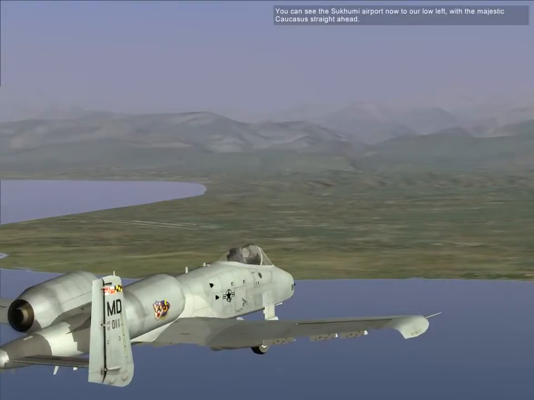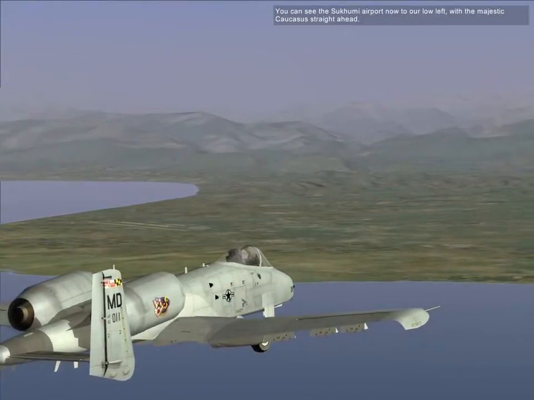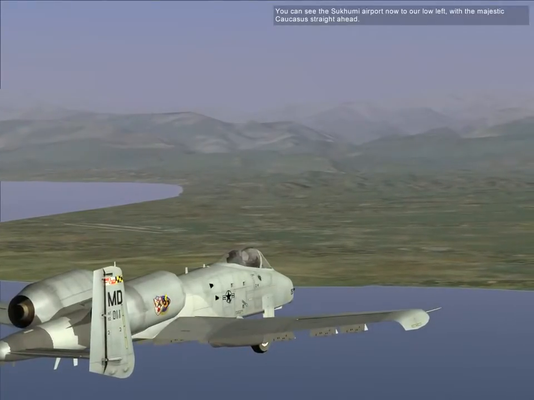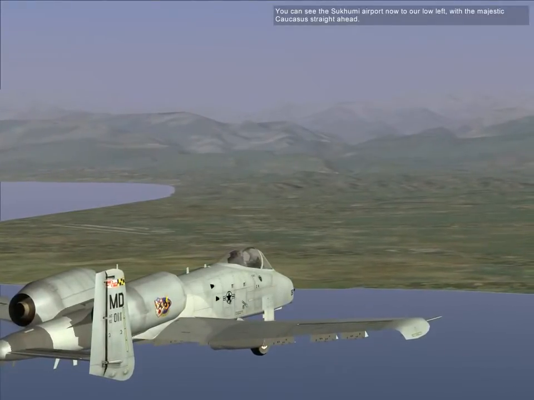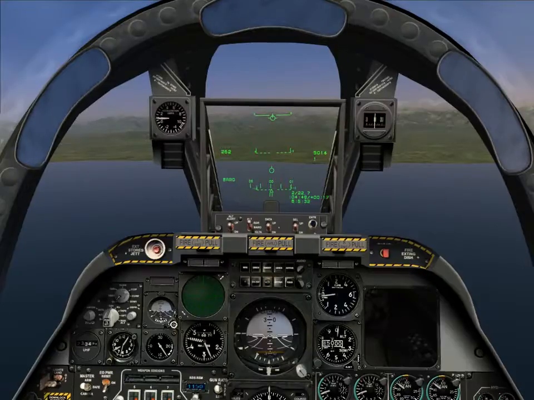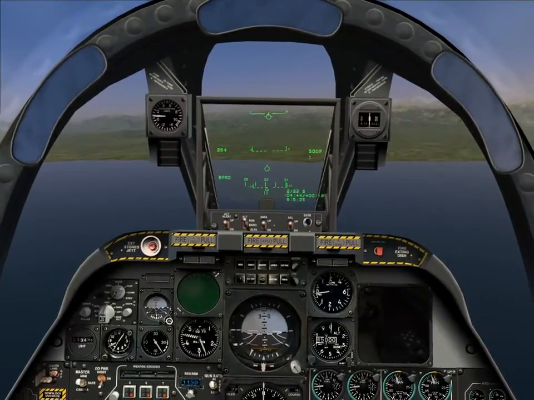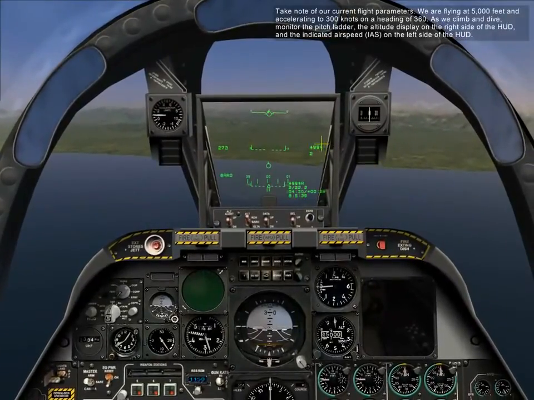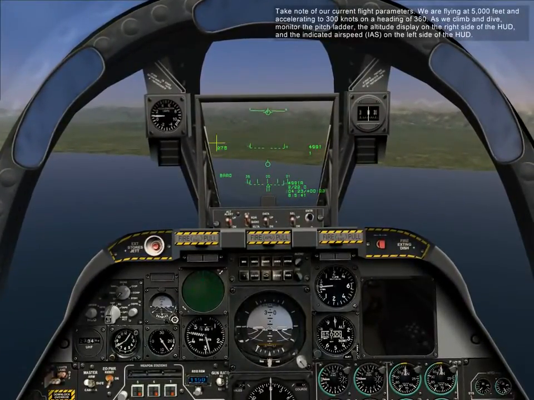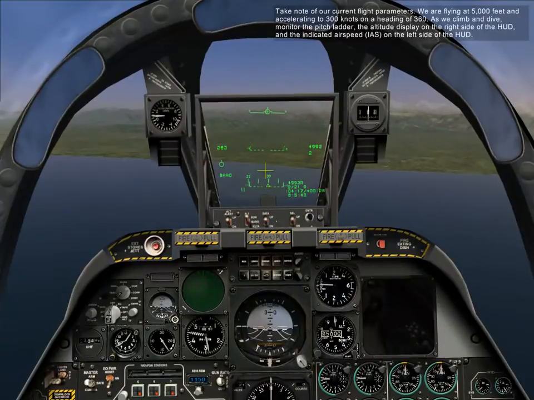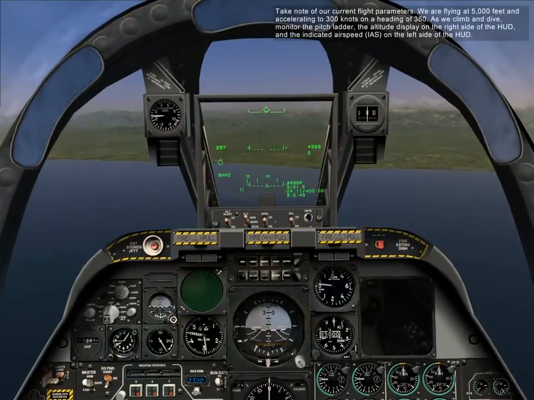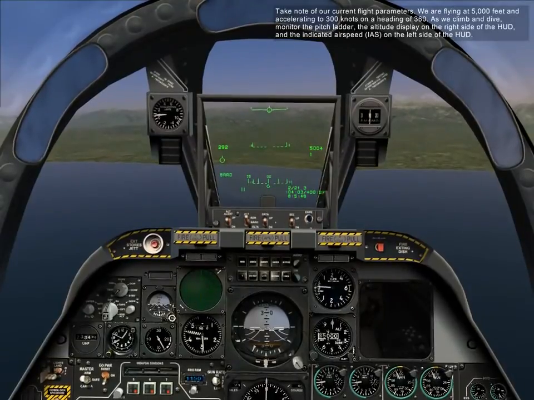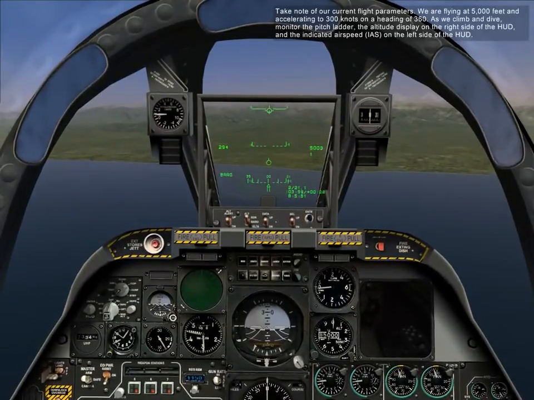You can see the Sukhumi Airport down to our left, with the majestic Caucasus Strait ahead. Take note of our current flight parameters. We are flying at 5,000 feet and accelerated to 300 knots on the heading of 360. As we climb and dive, monitor the pitch ladder, the altitude display on the right side of the HUD, and the indicated airspeed on the left side of the HUD.